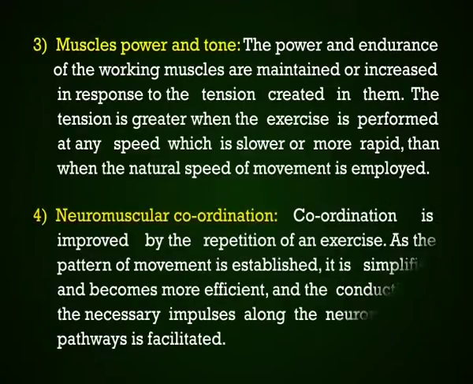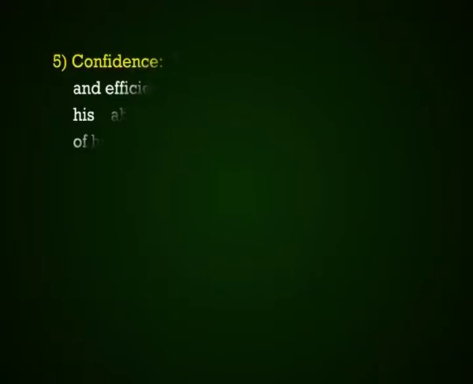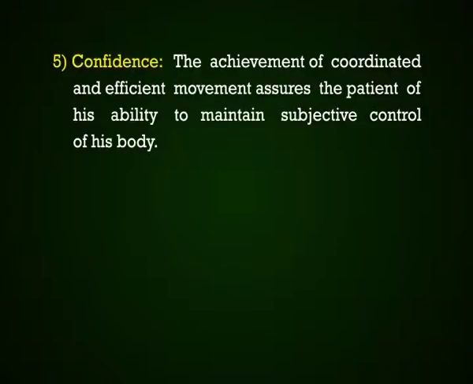And the fourth one is neuromuscular coordination. Coordination is improved by repetition of an exercise. As the pattern of movement is established, it is simplified and becomes more efficient, and the conduction of the necessary impulse along the neuromuscular pathway is facilitated. And the fifth one is confidence. The achievement of coordinated and efficient movement assures the patient of his ability to maintain subjective control of his body.